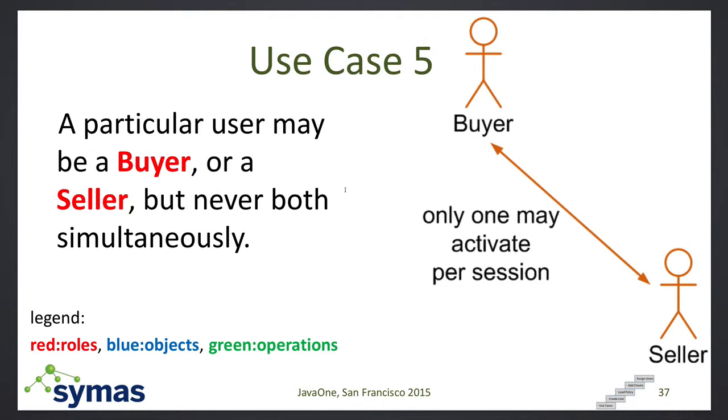Use case 5, we're going to say only one of the buyer-seller role combination may be activated per session. So this is an RBAC dynamic separation of duty constraint. And we are going to parse that into a statement, say a particular user may be a buyer or a seller, but never both simultaneously.